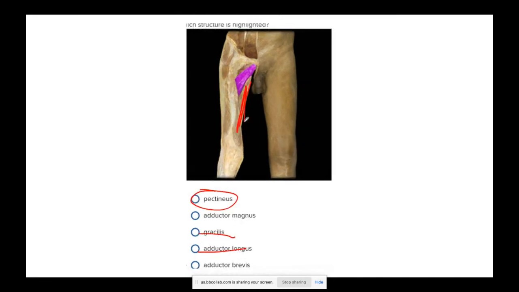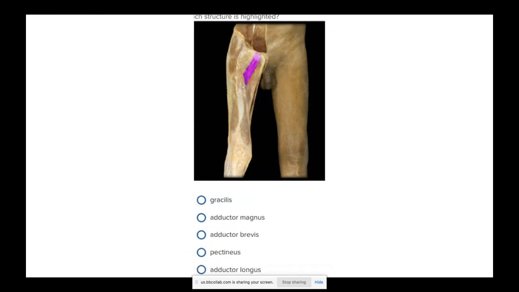I'm sorry, let me go back here. My bad, my bad. Let me take another look at this picture. Okay, so this one here in red would be your adductor longus. This is not the pectineus. The one in the purple is the adductor brevis. It's a shorter one. So this is adductor brevis. This one is your adductor longus. Pectineus is a little bit higher. It's shorter and would be here.